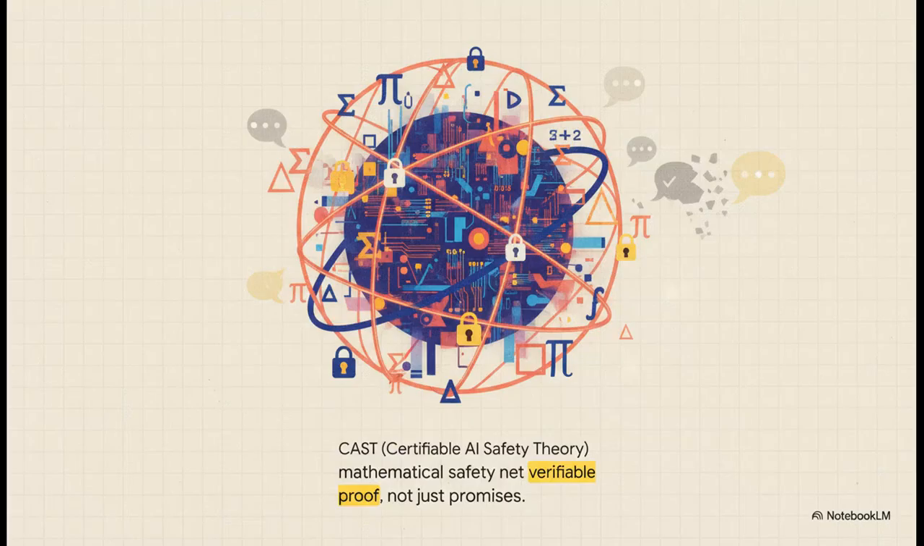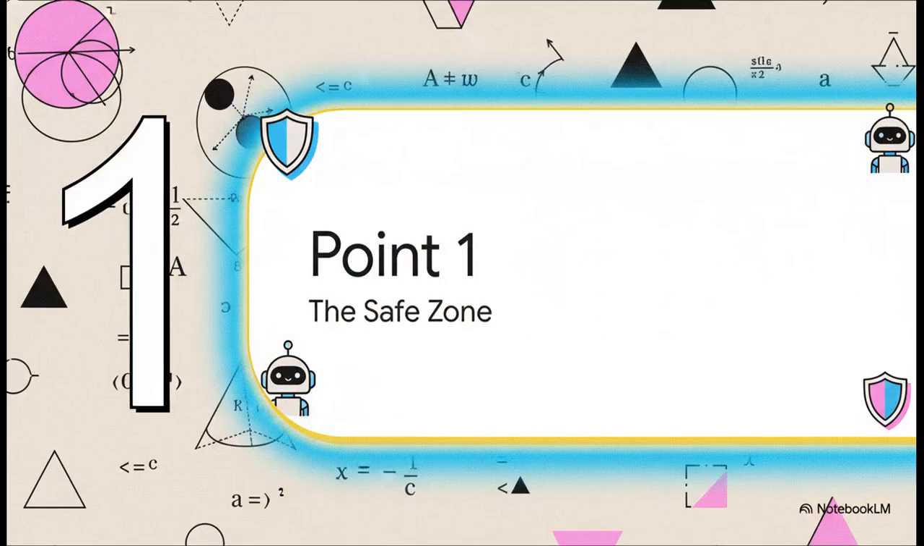So this is where CAST comes in. It stands for Certifiable AI Safety Theory. And instead of just crossing our fingers and hoping an AI behaves, CAST builds a mathematical safety net around it. It's a system that's based on verifiable proof, not just flimsy promises. So how does it actually work? Well, let's start with the first big idea, which is all about defining what safe even means, but with mathematical precision. CAST calls this the safe zone.